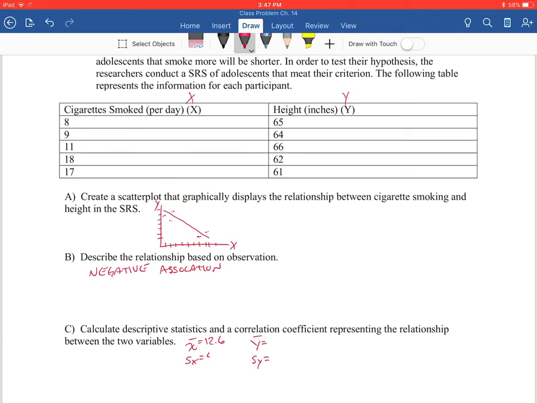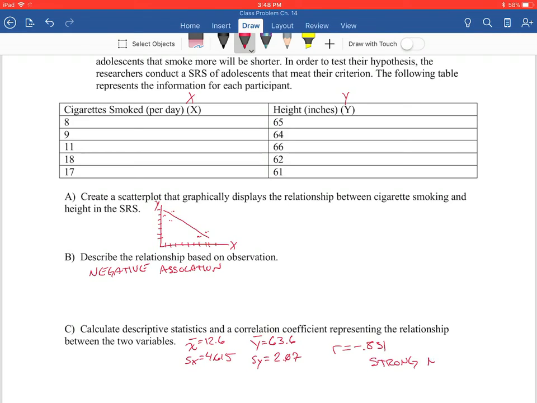So to give you your summary statistics here, your X bar is going to equal 12.6. Your standard deviation should be 4.615. Y bar is 63.6, and your Y standard deviation should be 2.07. When you plug all this in and you get your ZX, ZY, you'll get an R value. Your R value should equal -0.831. Let me fix that one real quick. -0.831, that is our R value.